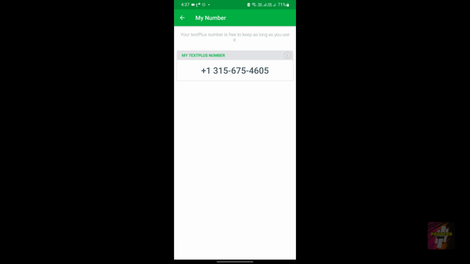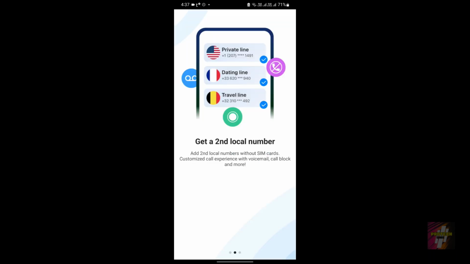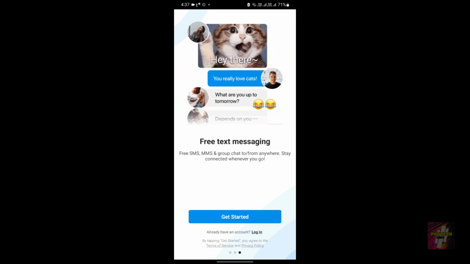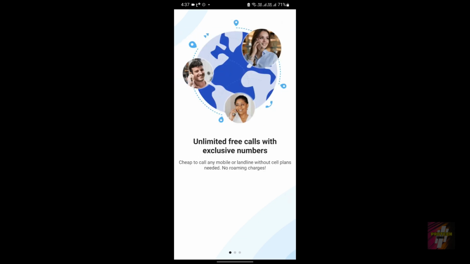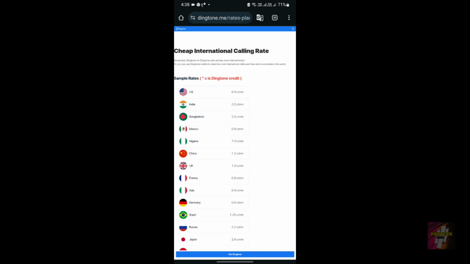Now, if we are going to focus on the categories which TextPlus is in, it's going to be communication, group chat and notifications, online services, and messaging. Well, TextPlus website is going to be textplus.com. Meanwhile, Dingtone's category focus is going to be on communication, group chat and notifications, online services, and social and communications. Dingtone's website is dingtone.me.